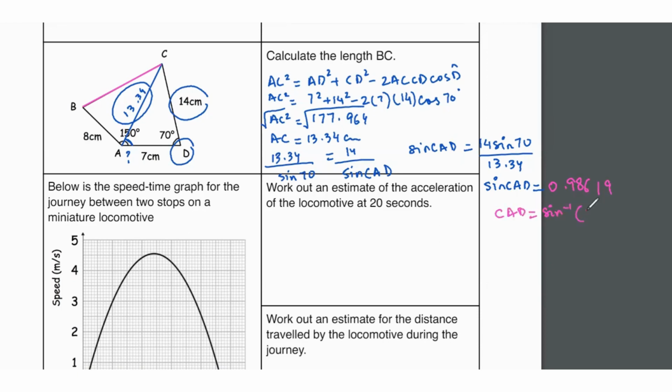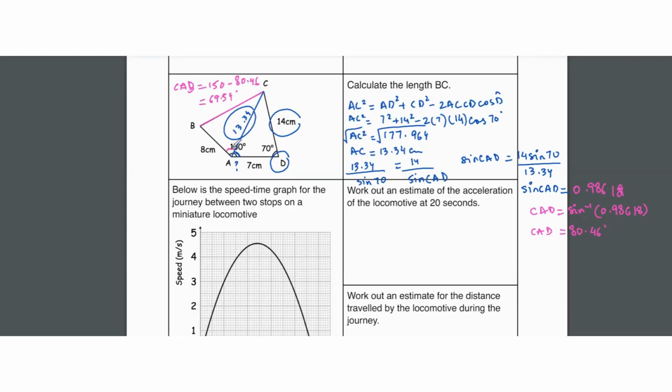Then we will take the inverse of that. So sine inverse of 0.98618 is going to be 80.46. That is your angle CAD. So to find angle CAB, that's going to be 150 minus 80.46, which is going to be 69.54. So now that we have two sides and the angle between them, we can find BC using cosine rule again.